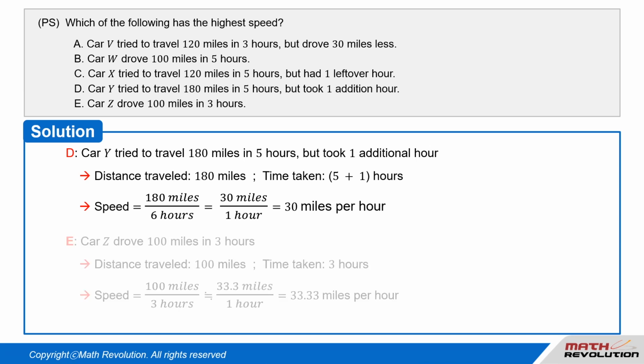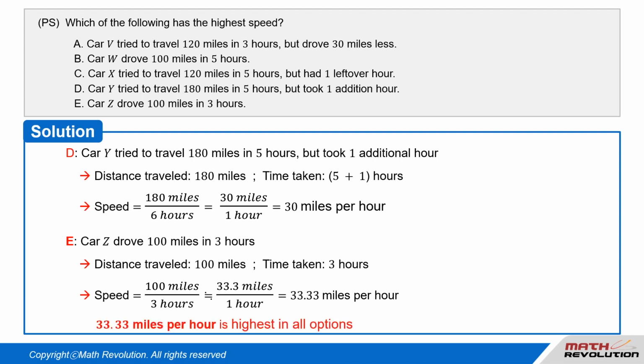E. Car Z drove 100 miles in 3 hours. The distance traveled is 100 miles, and the time taken is 3 hours. So speed equals 100 miles over 3 hours, which equals 33.33 miles over 1 hour, which equals 33.33 miles per hour. Among all the options, 33.33 miles per hour is the highest.